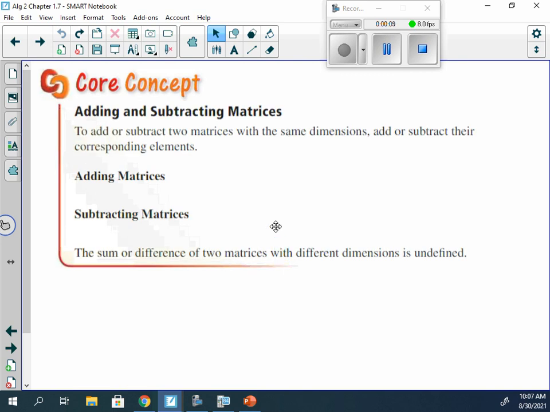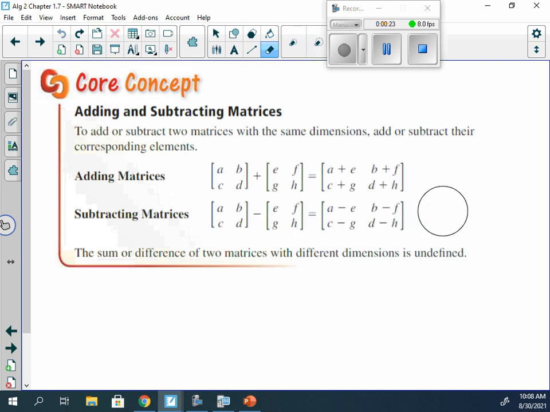What we're doing today is working with matrices. So here, we're going to start off with addition and subtraction. Now, you don't have to write this down because I feel for the most part this makes sense. To add or subtract two matrices with the same dimensions, they have to be the same dimensions, you add or subtract their corresponding elements.